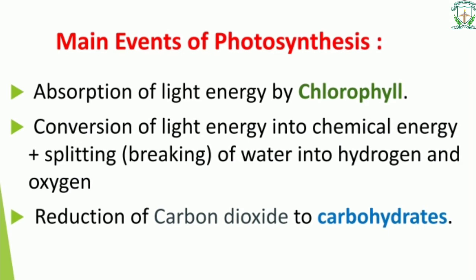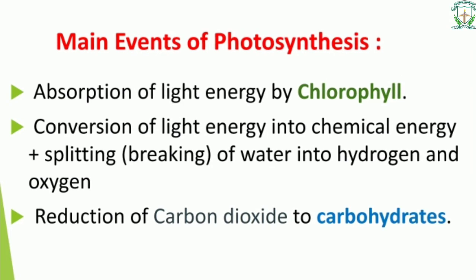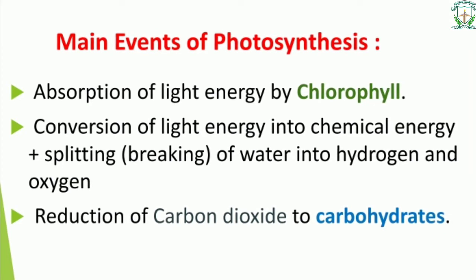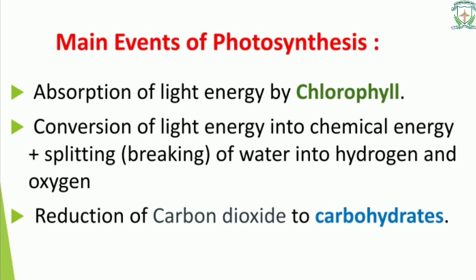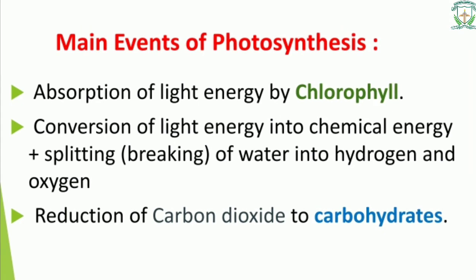Children, you know that photosynthesis is a chemical reaction. Then, which type of energy is required for the chemical reaction? Yes, it is chemical energy. But the absorbed energy is light energy. So, in the second event, the light energy is going to be converted into chemical energy.